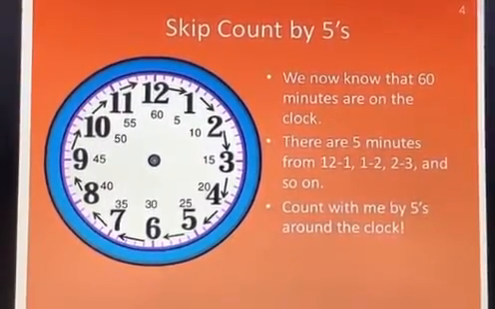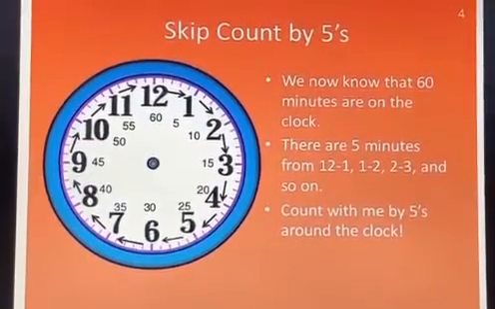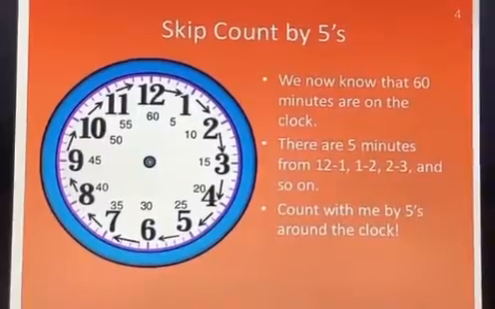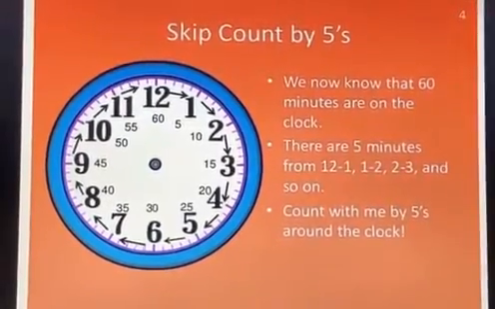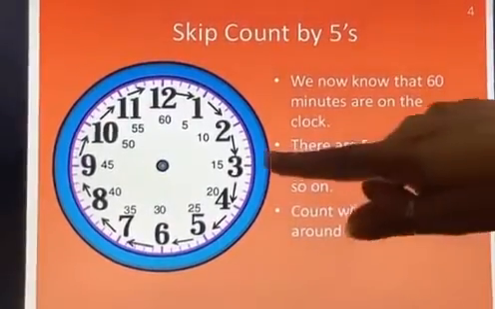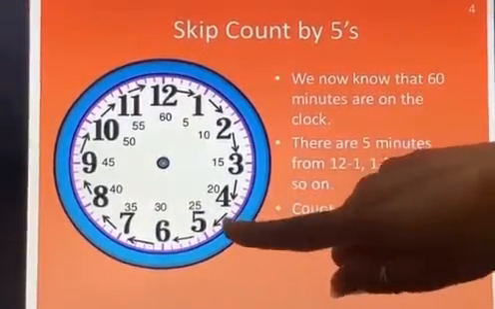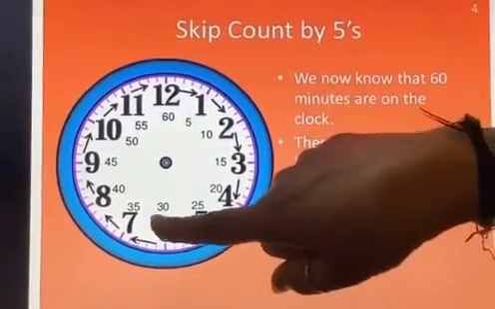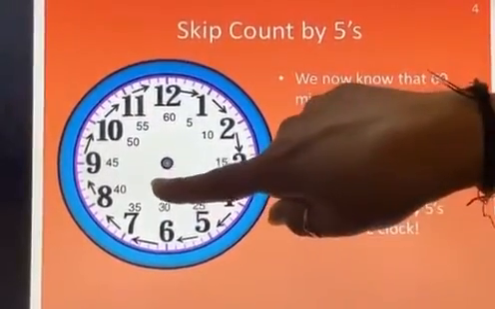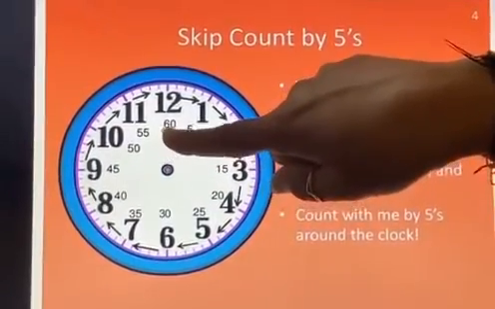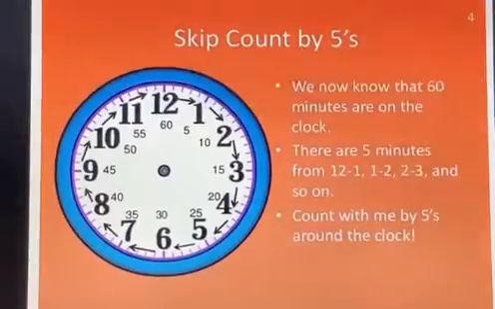Count with me by 5s around the clock. Starting from 1, 5, adding 5, 10, 15, 20, 25, 30, 35, 40, 45, 50, 55, 60.